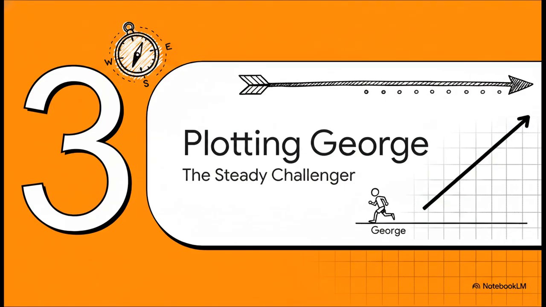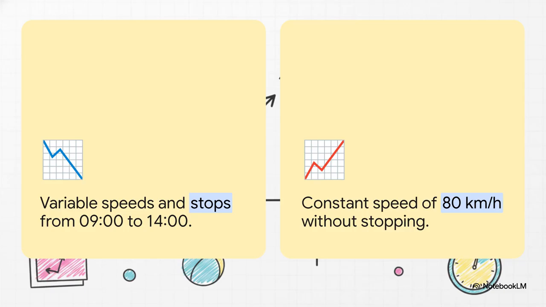Let's move to and see how this builds in section 3, plotting George's route, the steady challenger. Now, let's contrast Karen's rather leisurely trip with the raw data we have for George. Karen gave herself a nice head start at 9 a.m., but she took multiple breaks. George, on the other hand, starts a whole hour later at 10 a.m., but the data tells us he travels at a constant, unwavering speed of 80 kilometers per hour, and he does this without stopping even once.